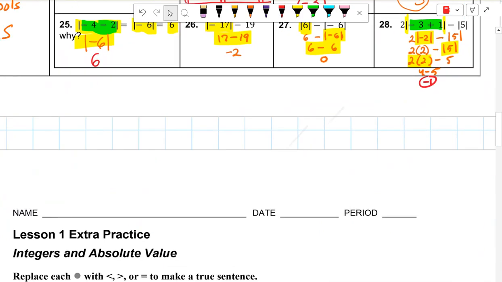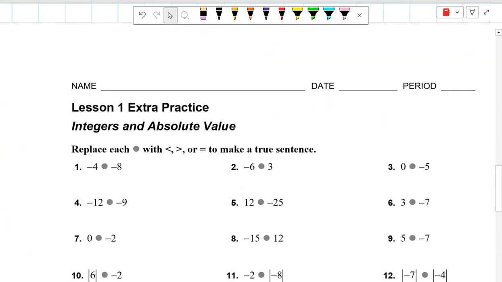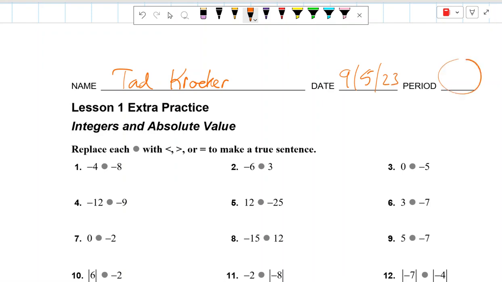Go ahead and start on your work. The very first thing we always do is our first name and last name. So put your first name and your last name, not mine, but yours. And put your period number right there. Actually, don't put the date because you might be looking at this next year.